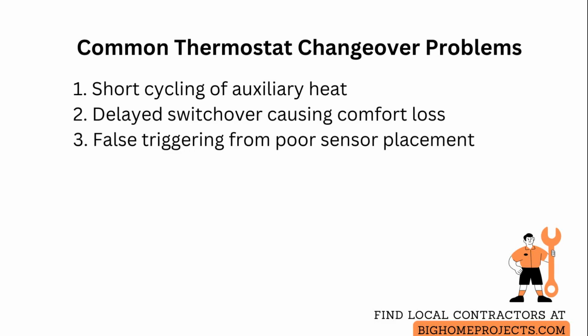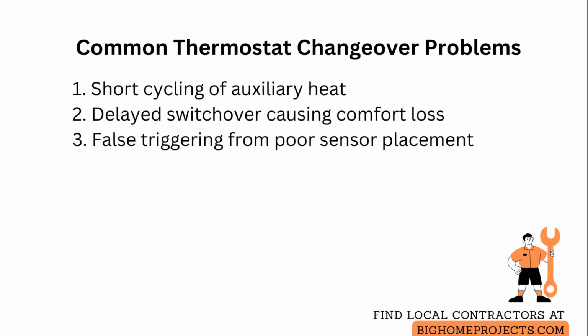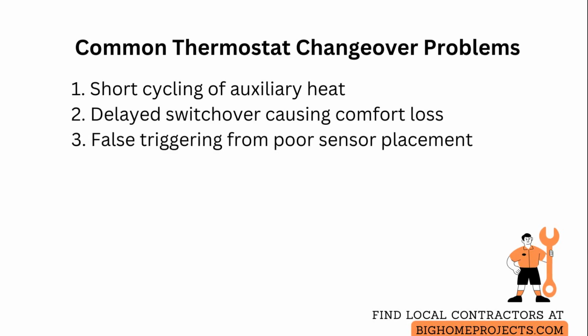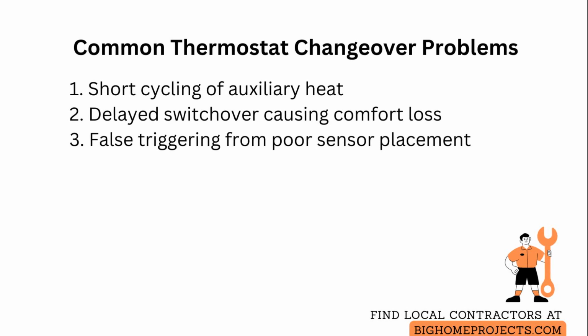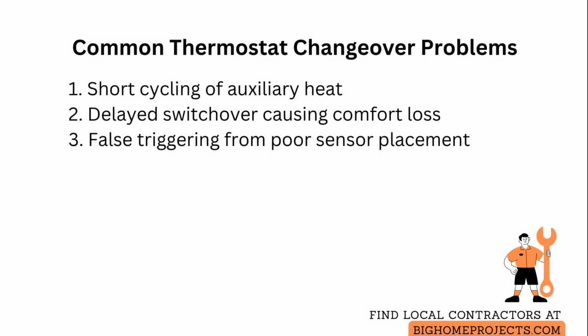The three most common issues are short cycling of auxiliary heat, delayed switchover causing comfort loss, and false triggering from poor sensor placement. Short cycling often happens when the thermostat threshold is too narrow or when the auxiliary wiring has a malfunction. Widen the differential slightly and inspect wiring and relays to reduce wear and energy waste.